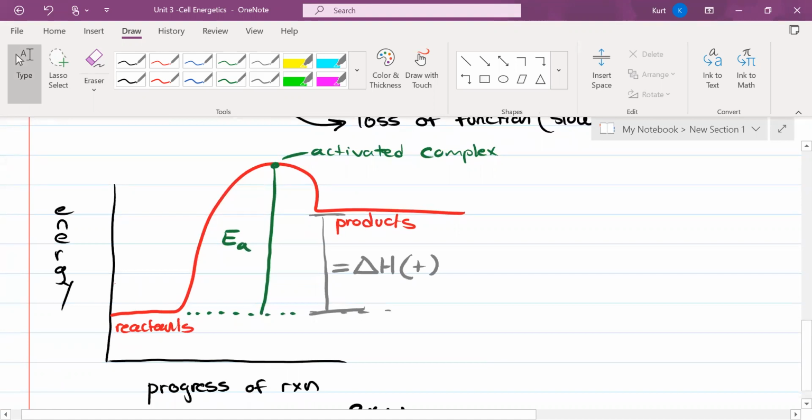A mistake I've seen a lot of students make is that they try to say the activation energy goes from the product energy level to the activated complex. I'm going to show you what the wrong answer is. Don't do this. This is wrong. I've seen this so many times. That is not correct. You are saying that the amount of energy of the products is what helps make the products. That makes no sense. You need energy from the reactants to make the products.